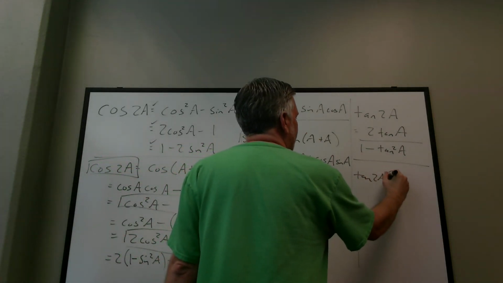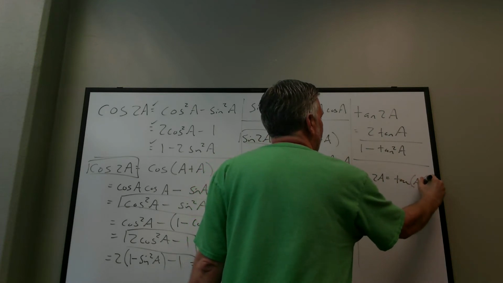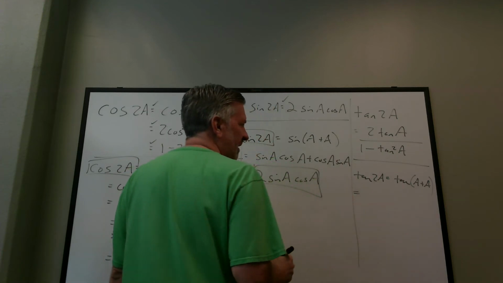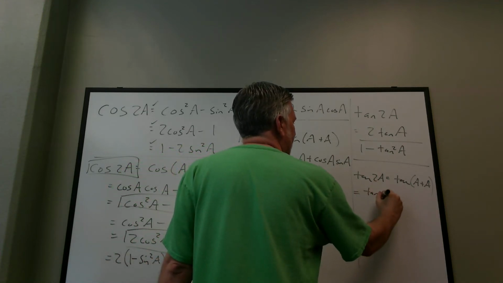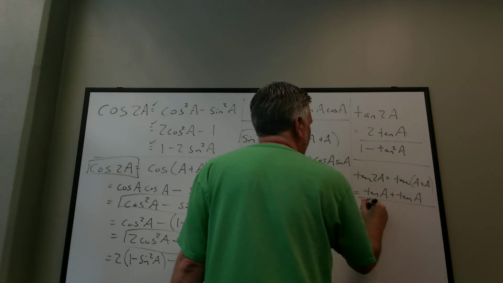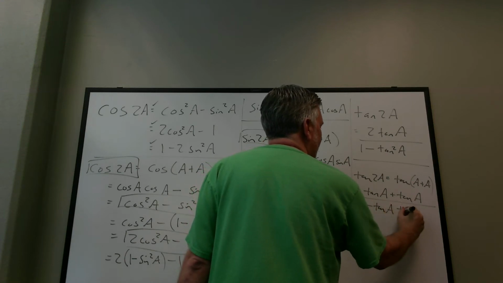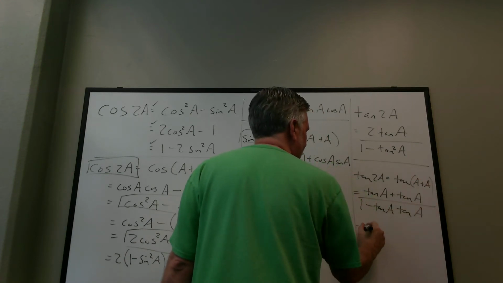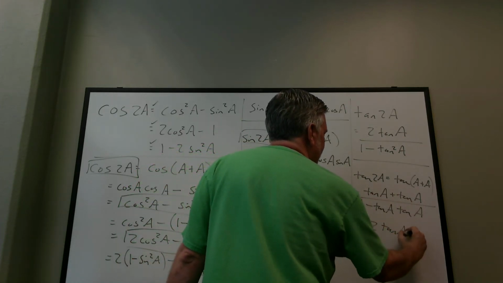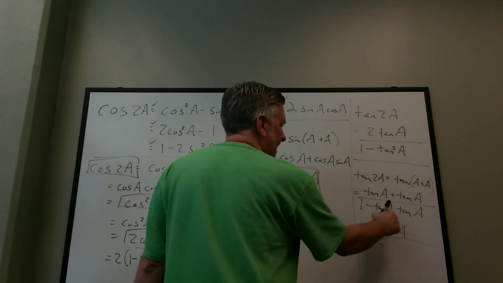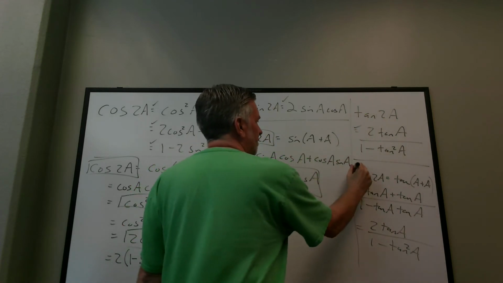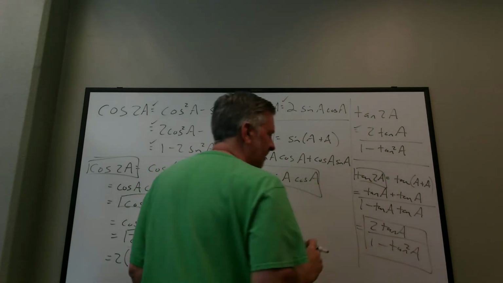Tan of 2A is tan of A plus A. 2A is A plus A again. But what was the formula for tan of A plus B? It was tan of A plus tan of B, which is also A here, over 1 minus tan of A, tan of B, which is also A. And if you simplify, tan A plus tan A is 2 tan A, and then 1 minus tan A times tan A is tan squared A, and that's the formula. So tan of 2A is equal to this. So they pop right on.